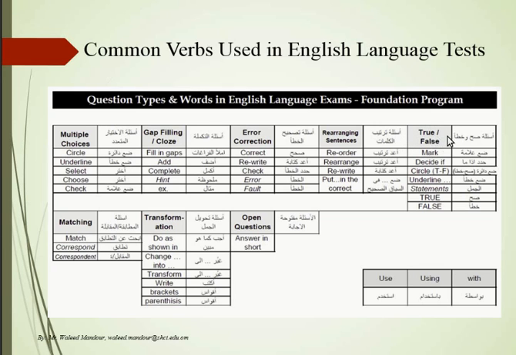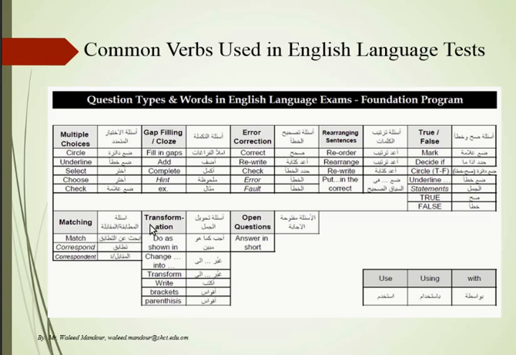True-false questions. We have words like mark, decide if, circle true-false, underline. And I guess the meaning is clear here. We have matching. We usually use the word match followed by correspond or correspondent. And I guess it's very clear.